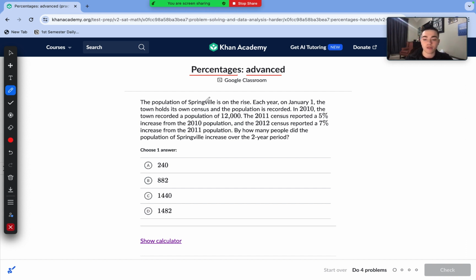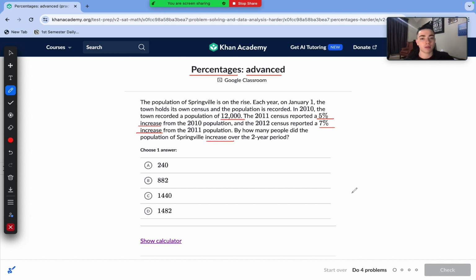So the population of Springville is on the rise each year. On January the 1st, the town holds its own census, and the population is recorded. In 2010, the town recorded a population of 12,000. The 2011 census reported a 5% increase from the 2010 population, and the 2012 census reported a 7% increase from the 2011 population. By how many people did the population of Springville increase over the 2-year period?